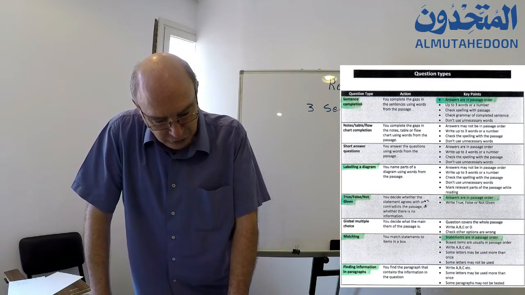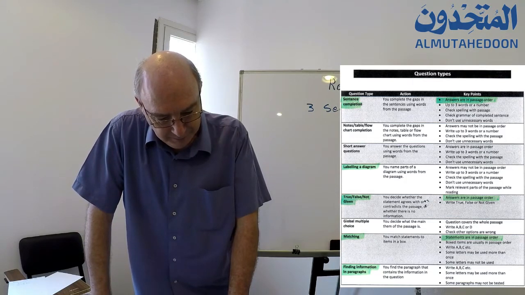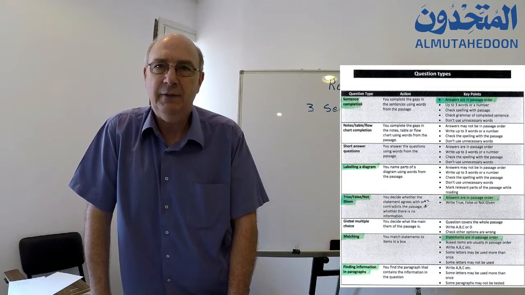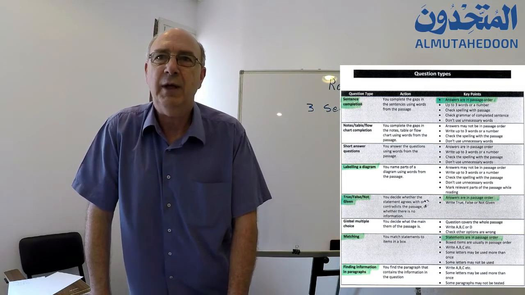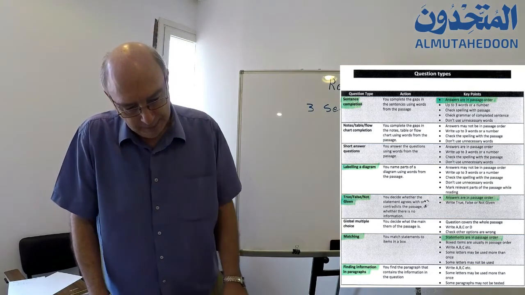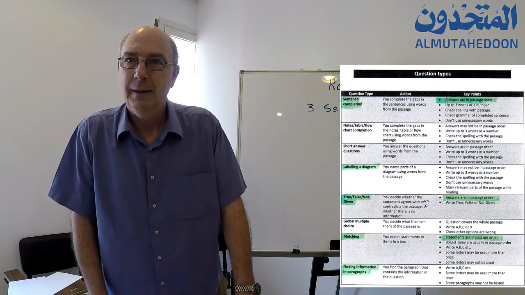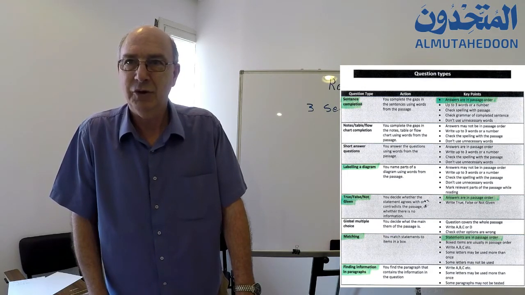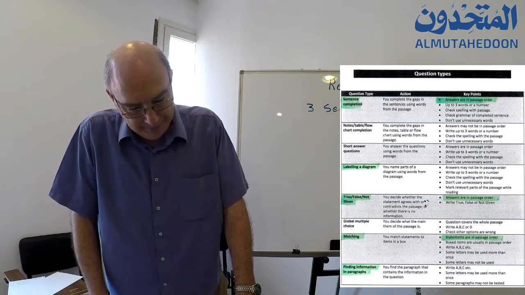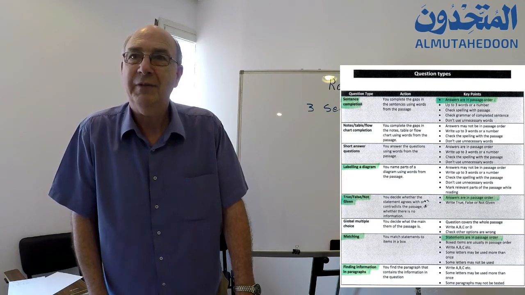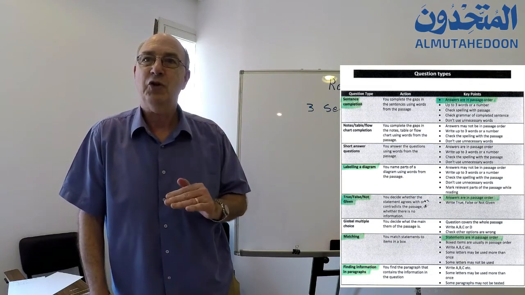Going down this page 3, you see where it says labeling a diagram. You name parts of a diagram using words from the passage. This is very common in the listening test. Most listening tests will have a diagram. The next one is true, false, not given. We talked about this, and I gave you the example about Ahmed loves to eat chicken biryani. One thing to remember about true, false, not given, they're always in passage order.